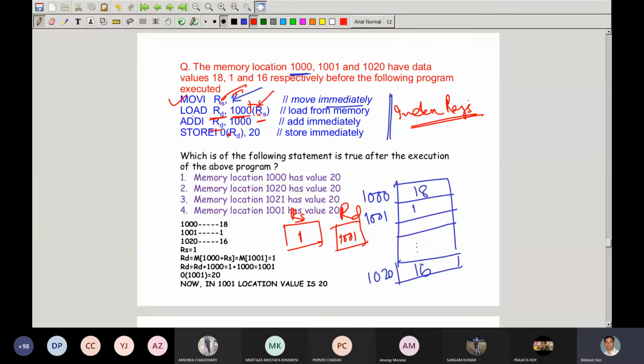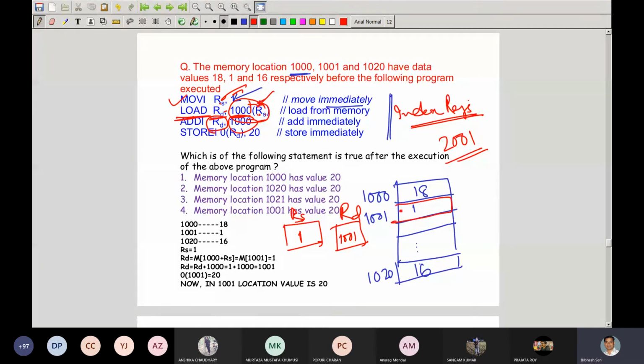1001. Now RD will be added with 1000. Add immediate. What is the content of the RD now? Tell me. So 1001 plus 1000, then it will be 2001. Suppose 2001. That is the main concept we are following here. Now, as per our convenience, since you are loading the value to the RD, what is the content of this here? 1001. Now go to 1001.